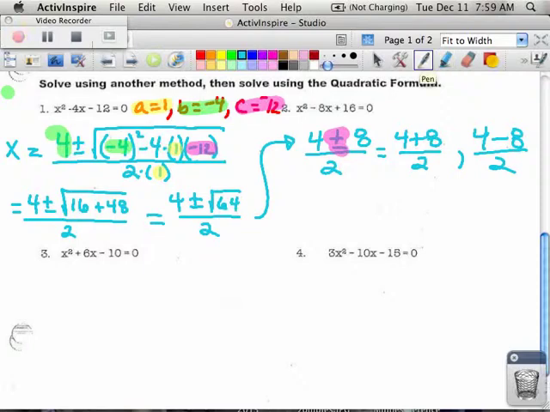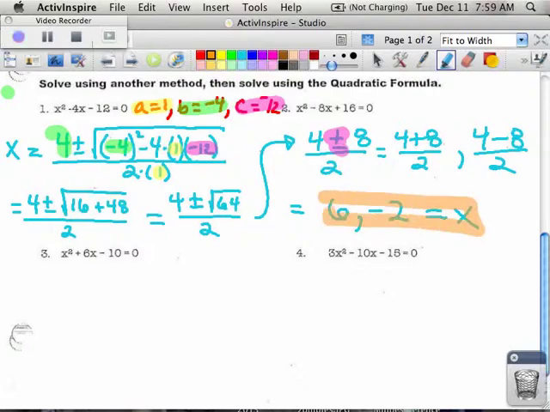So as I finish my solution, I know that 4 plus 8 is 12, divided by 2 is 6. And I know 4 minus 8 is negative 4, divided by 2 is negative 2. These are my solutions, or my roots, or my zeros, or my x-intercepts. These are the answers that I'm looking for when I use the quadratic formula.